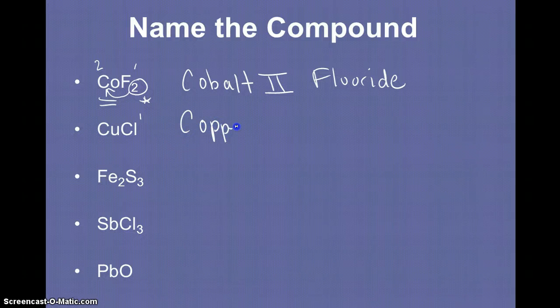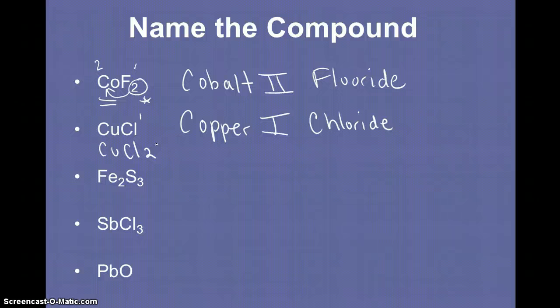So I will write that copper, Roman numeral 1, chloride. Very good. If by chance it was a 2, it would have had to have been written CuCl2. See the difference there? And how I can tell which oxidation state was used for copper.